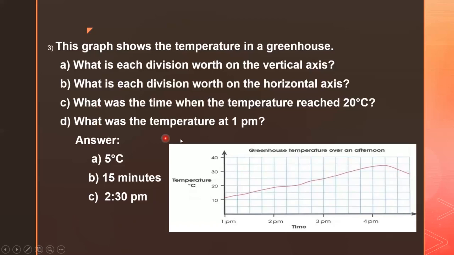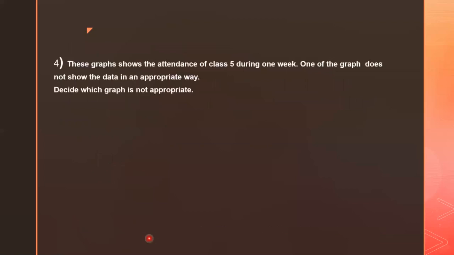Now, what was the temperature at 1 p.m.? Where is the 1 p.m.? Yeah, 1 p.m. is here and the temperature is not 10 degrees Celsius or 15 degrees Celsius, it is in between 10 and 15, but closer to 10. So you can say around 11 or 12 degrees Celsius. So is this clear? Now we will move on to our next question.